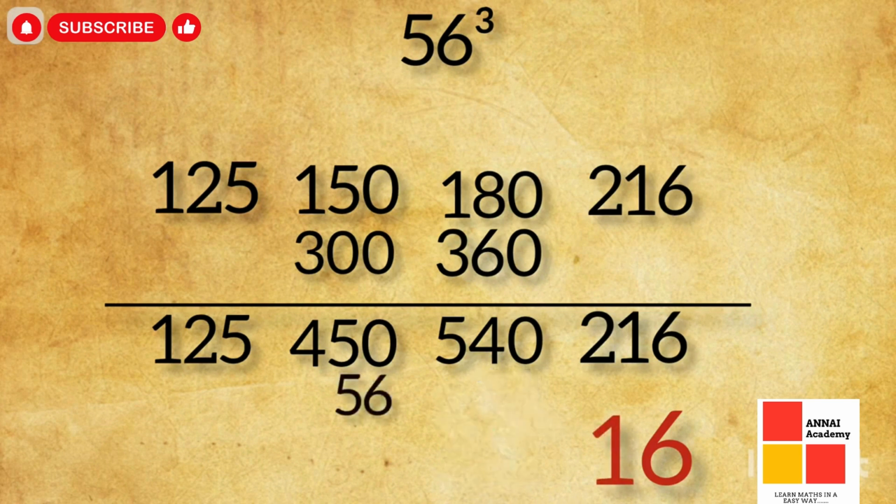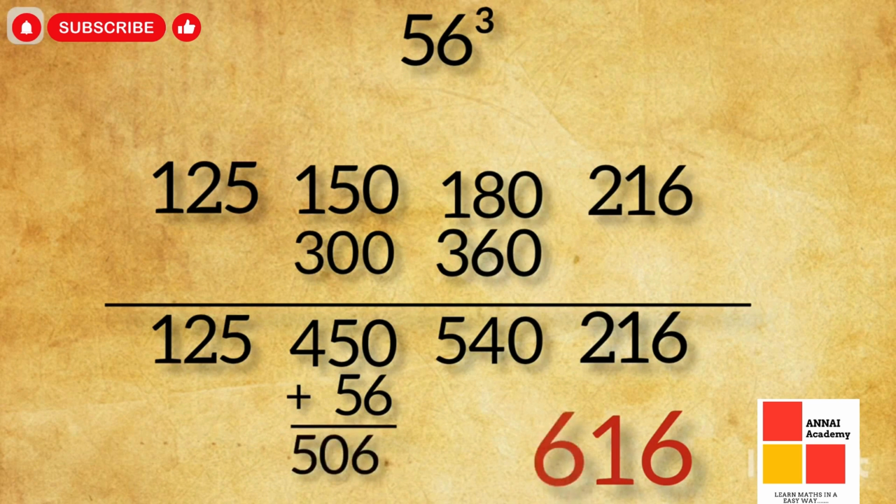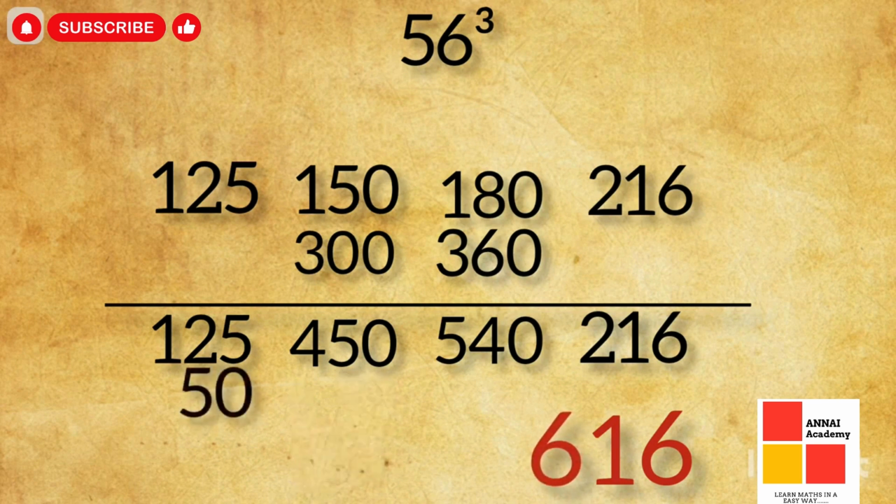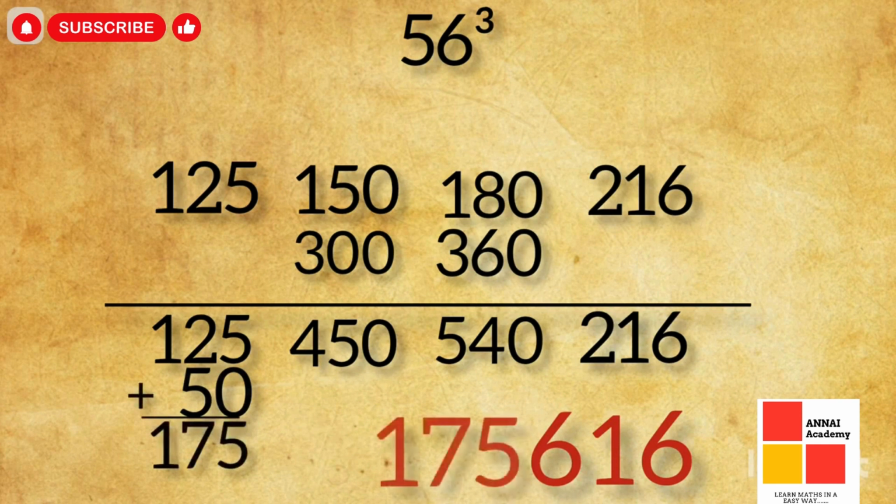Now after summing 450 and 56, we will get 506. On the right side, we have 6. So we will write it in our answer. And we will carry the remaining number to the next number. Now after summing 1, 2, 5, and 50, we will get 175. So we will write it in our answer. And this was our answer.